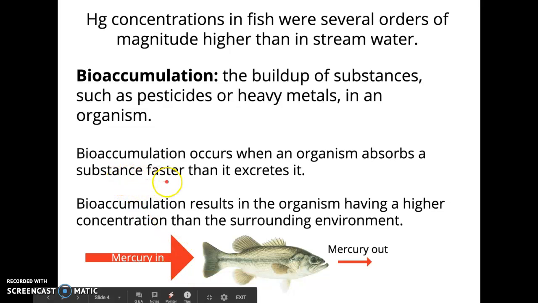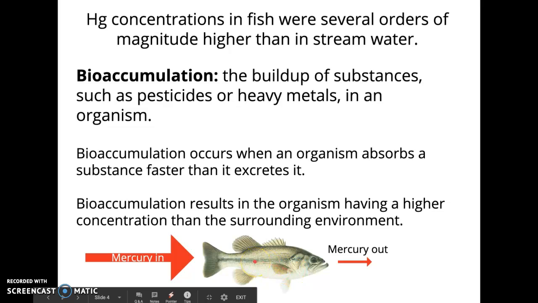So bioaccumulation occurs when an organism absorbs a substance faster than it excretes it. If I'm taking more mercury in and releasing less, where's my mercury going to end up? It's going to end up here in my fish. And the more that I'm taking in, the less that I'm removing. Over time, I'm going to gain more and more. So the longer that the organism lives, the more mercury they are going to have in their system.